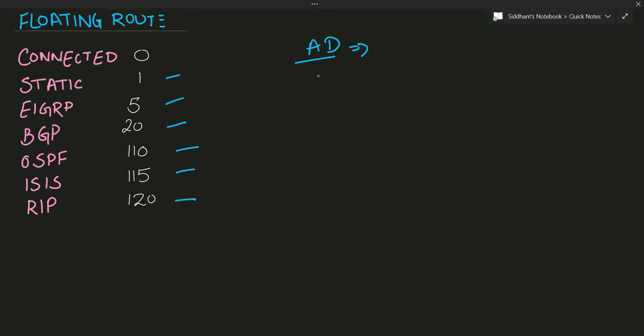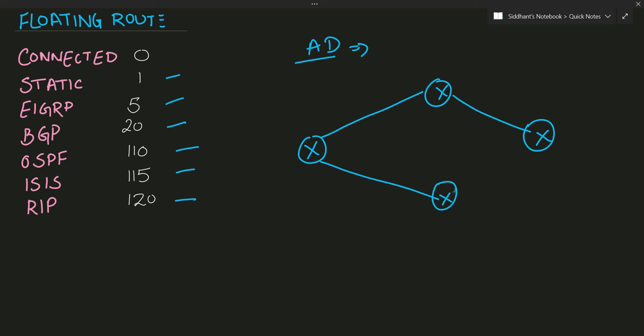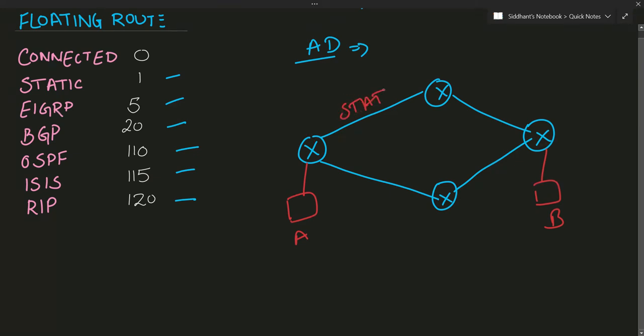Let's understand the use of the AD first. Suppose we have 4 different routers and 2 users connected: user A and user B. Now suppose A wants to send data to B. This link is a static route, between these there is a RIP route, and this is a static route, and then between these there is OSPF.